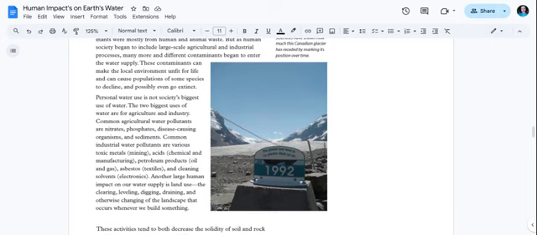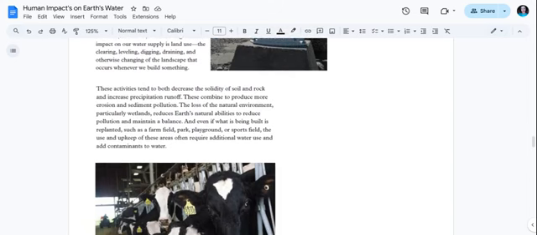Another large human impact on our water supply is land use, the clearing, leveling, digging, draining, and otherwise changing of the landscape that occurs whenever we build something. These activities tend to both decrease the solidity of soil and rock and increase precipitation runoff. These combine to produce more erosion and sediment pollution. The loss of the natural environment, particularly wetlands, reduces Earth's natural abilities to reduce pollution and maintain a balance. And even if what is being built is replanted, such as a farm field, park, playground, or sports field, the use and upkeep of these areas often require additional water use and add contaminants to water.